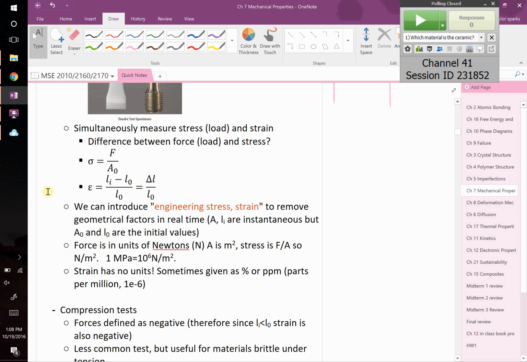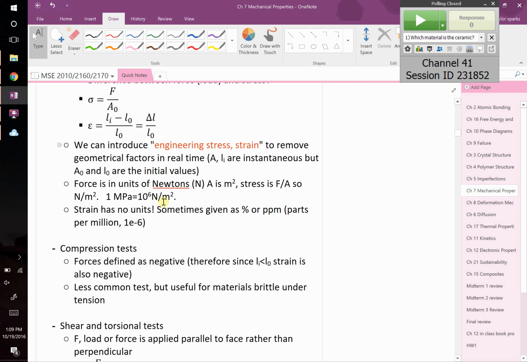Epsilon is our strain. Think of that as the change in length, so L final minus L initial over L initial, change in length over L naught, right? That's what's called engineering stress or engineering strain because we don't take into account real-time conditions. We're just saying, what were the initial conditions? If you had a rod and its initial cross-sectional area was known, you apply a load to it, that's its engineering stress. That's different than the instantaneous stress, which we'll get to in a minute, right?